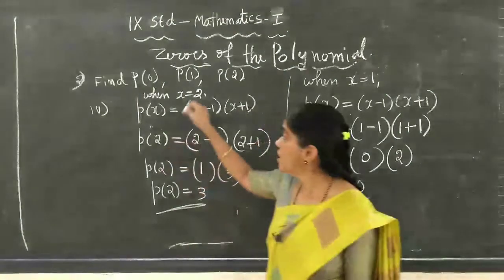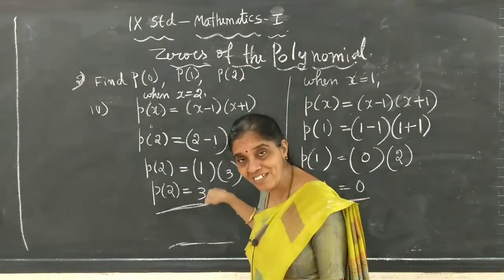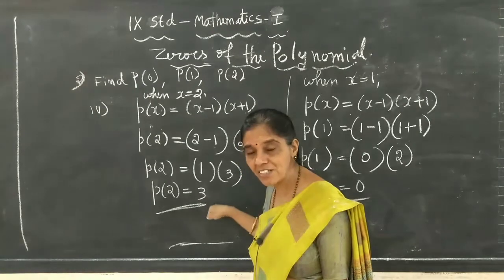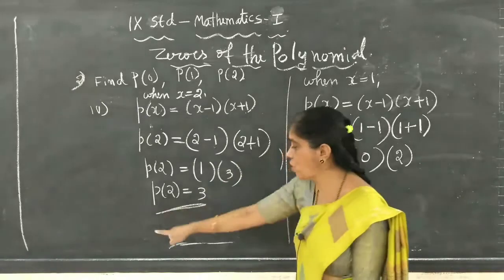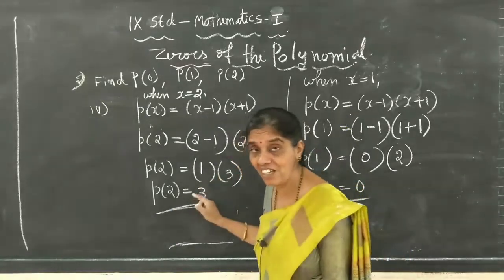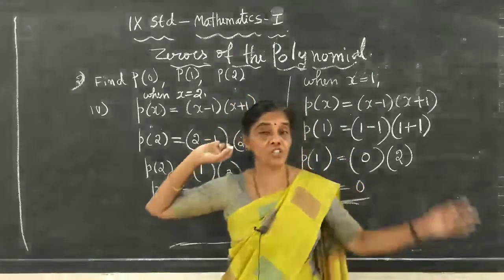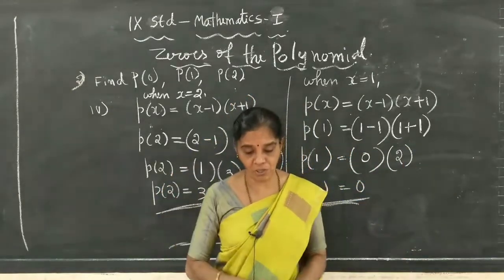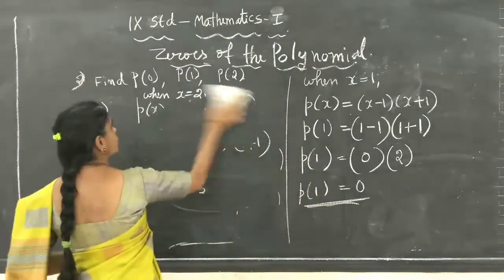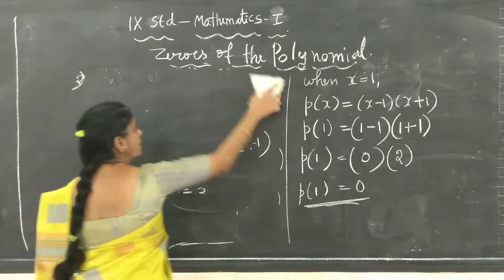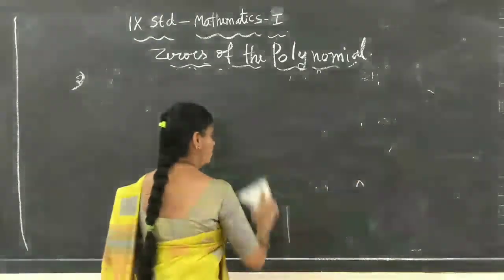Now, is x equal to 2 a zero of this polynomial? Yes or no? It is no, because how much value did I get? It is 3. It is not 0. So it is not a zero of the polynomial. x is equal to 1 is a zero of the polynomial. So, you understood the aspects. So what is the meaning of zero of the polynomial, children?